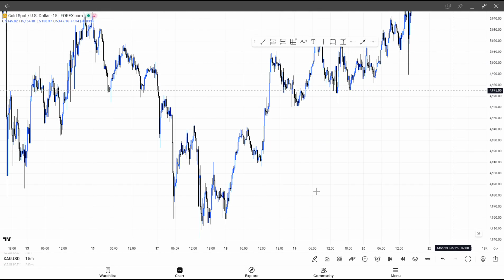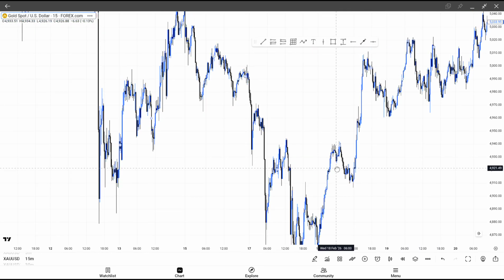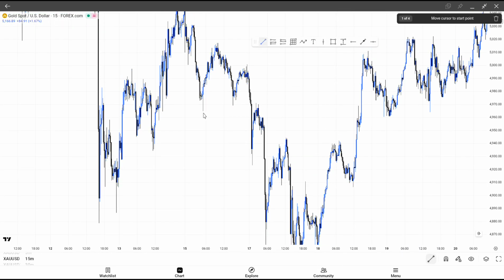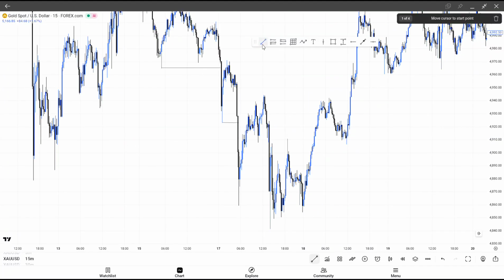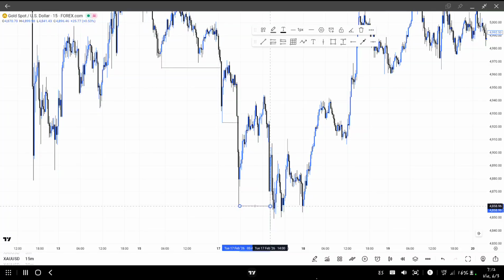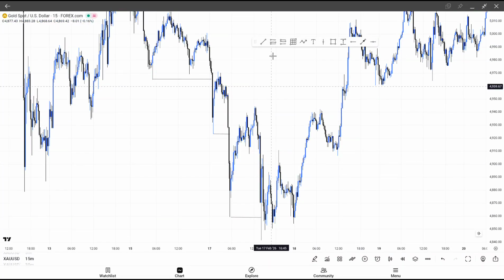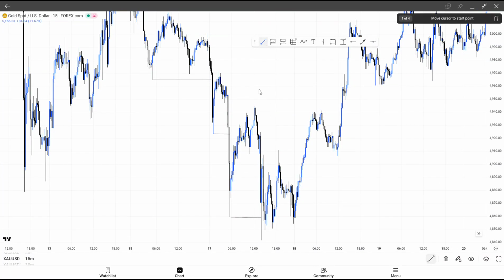For example, let's talk about this one. You had a previous bearish market. This is a break of structure. This is another break of structure. And this is also a break of structure to the downside. Take this lesson very seriously because it will help you in the future when you start to trade.